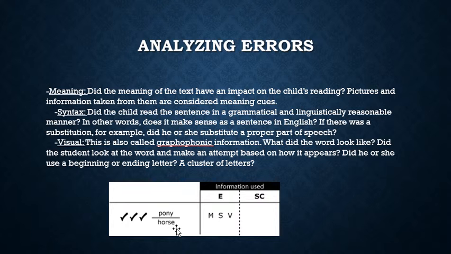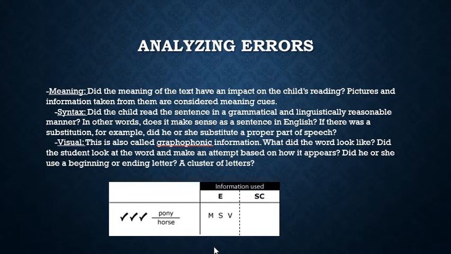We can see that the child substituted horse with pony, and then we can see what the error is. By looking at the M, the meaning, we just ask ourselves, did the meaning of the text have an impact on the child's reading? Pictures and information taken from them are considered meaning cues. So the child got the meaning correct. It was just a little off. They understood that pony and horse are in the same family. They sort of mean the same thing. So we would circle what meaning is.